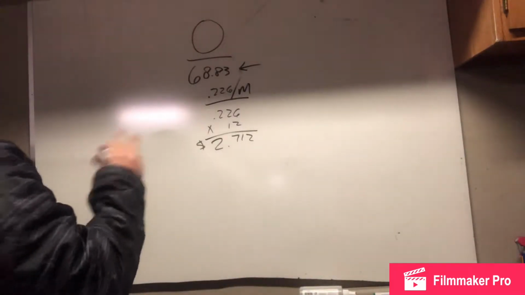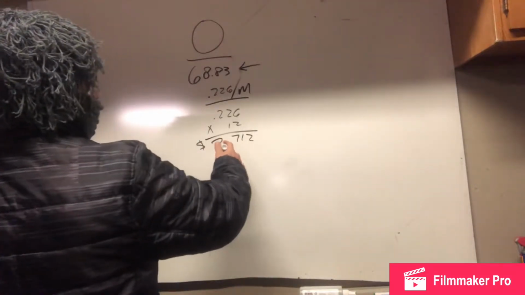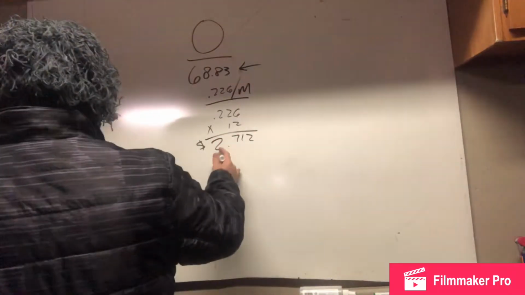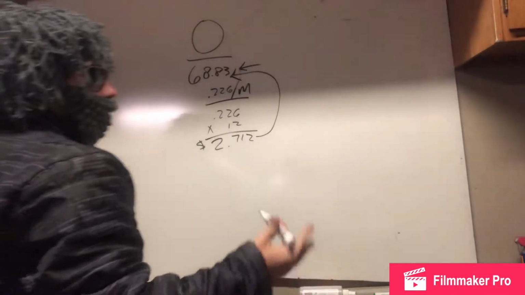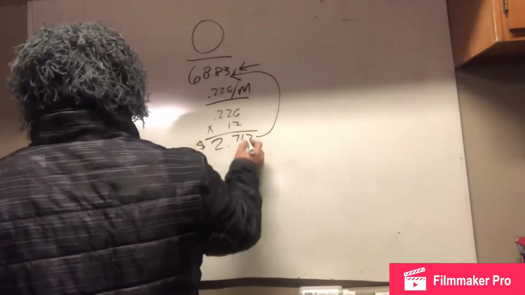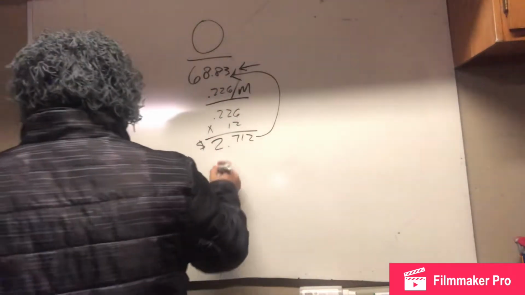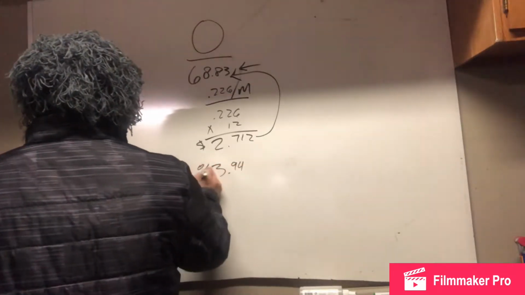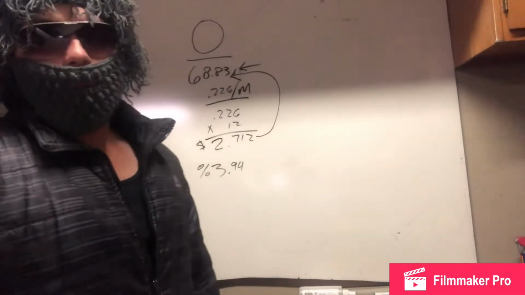Now, to convert that to your yield on cost, you then take your annual income from however many shares, whatever your annual income, and you divide it by your average cost per share, which in this case, if you bought it right now at 68.83, your yield on cost would be 3.94%. Now that's pretty easy. Now that's a monthly paying company.